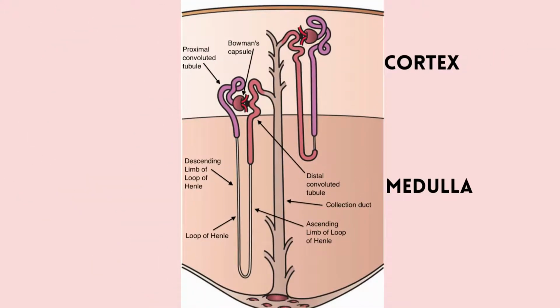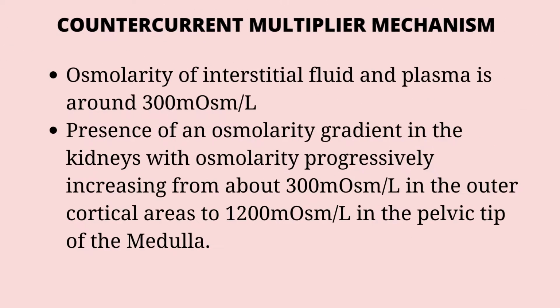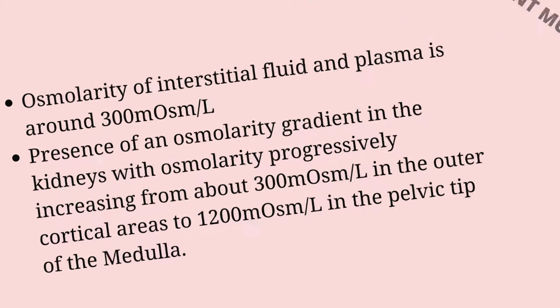Now the kidney is divided into the cortex and the medulla, and the osmolarity progressively increases as we move downwards towards the medulla, from about 300 milliosmoles per liter in the cortex to 1200 milliosmoles per liter in the medulla, which basically means that the amount of solutes is increasing relative to the water content in the interstitium as we move towards the medulla. So there are more and more solutes present in the medulla compared to the water.